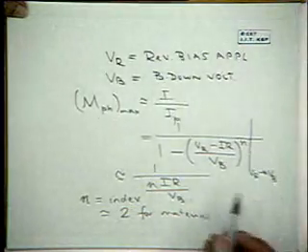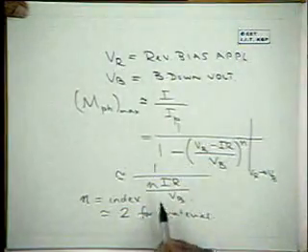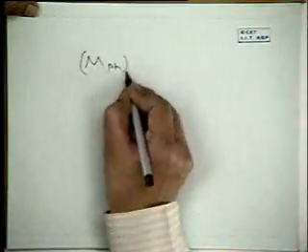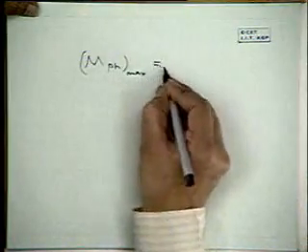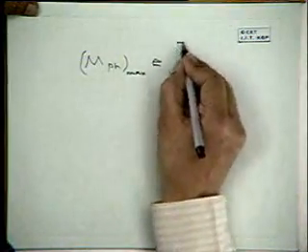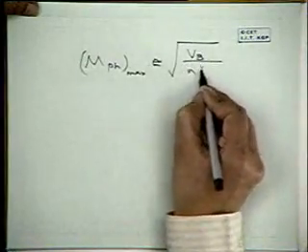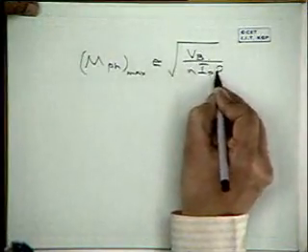So, what is MPH max then? MPH max, just from that, is approximately equal to VB by N IPR.